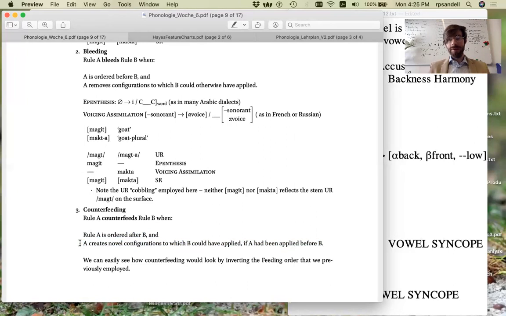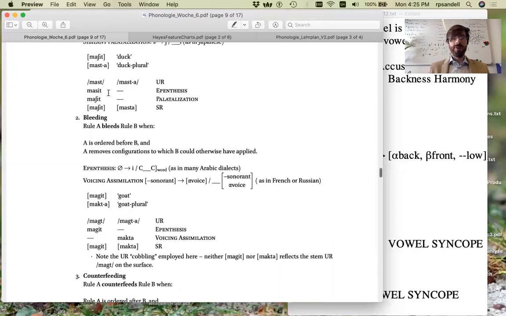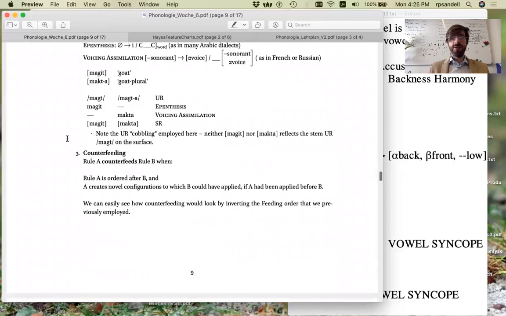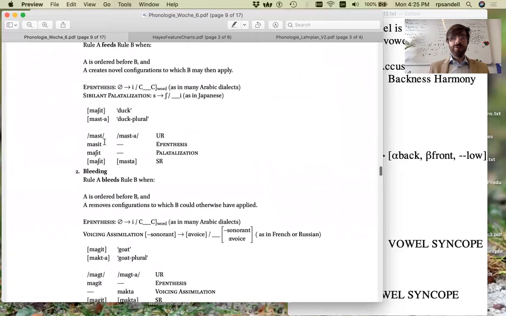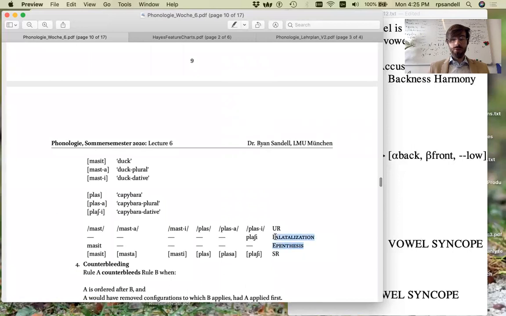So this is a bit complicated, but hopefully by inverting the feeding order that we saw just above, we can see how this actually works. So in the feeding case, our E epenthesis rule created the conditions for the palatalization rule, but if we simply invert the order of these two rules, then we have a counterfeeding condition.